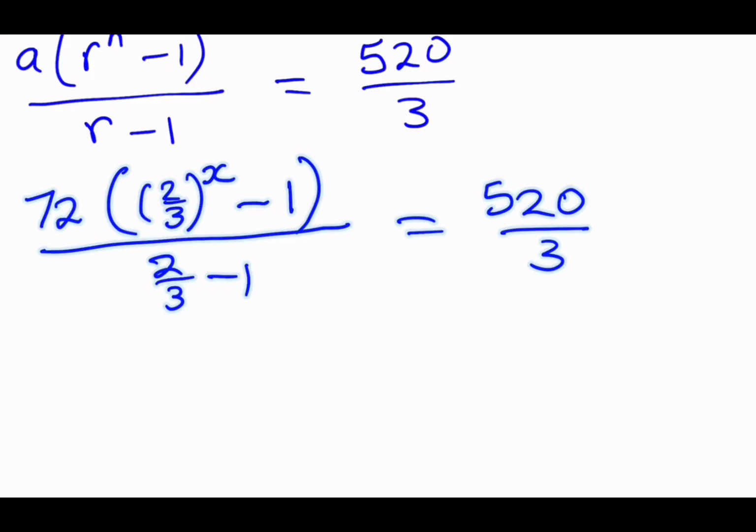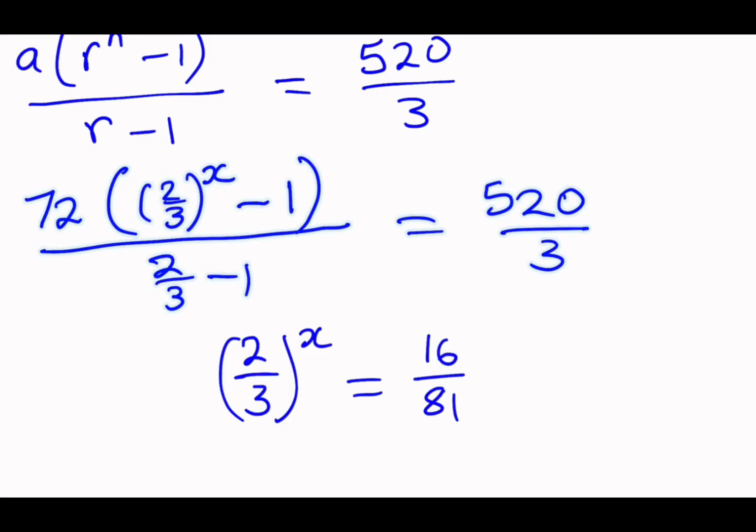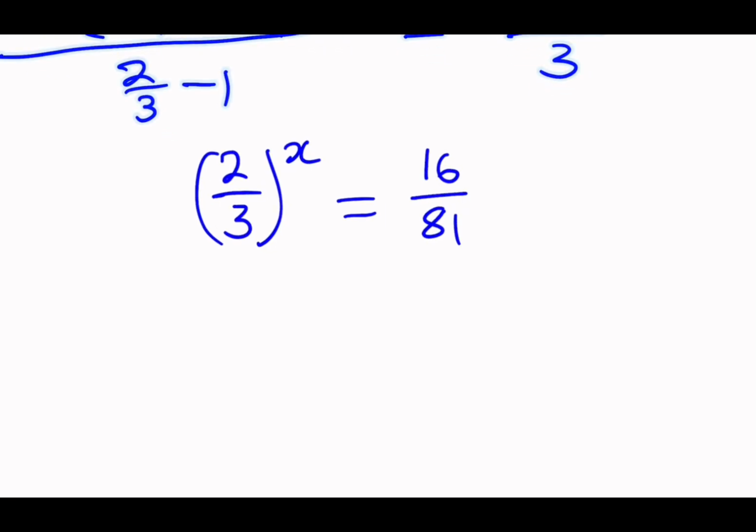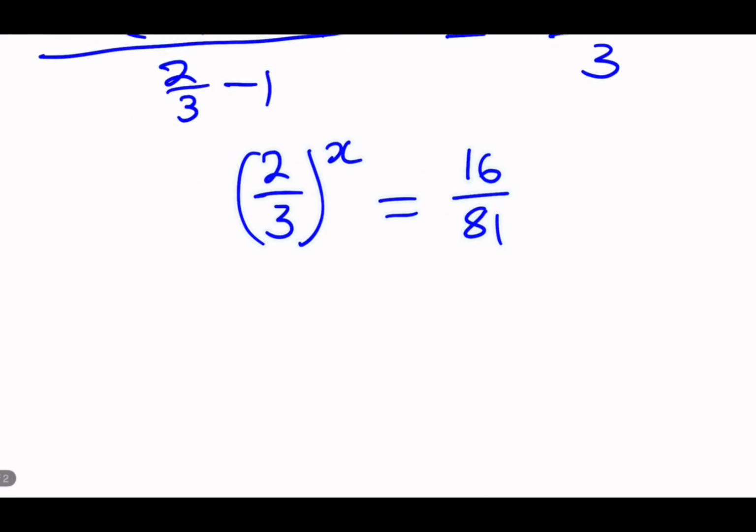You have to multiply, you have to find out what this number is, and you have to divide by 72 afterwards on the other side. After you've multiplied this number there and divided by that one and added 1, after you've done all of those steps, you should end up with 2 over 3 to the power x is equal to 16 over 81.